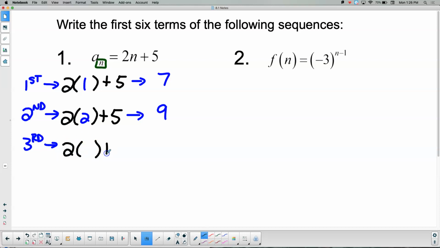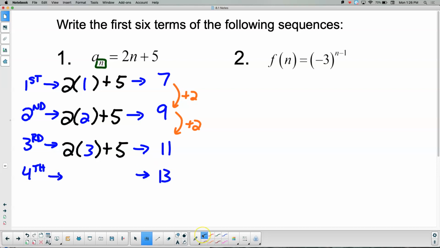Again, there's still a lot of patterns going on between just 2 numbers, so let's go to a third. 2 times 3 plus 5 is 11. Now we can see a pretty distinct pattern developing. Adding 2, adding 2. So my fourth term should be what? 13. And if I do 2 times 4 plus 5, I would get 13.